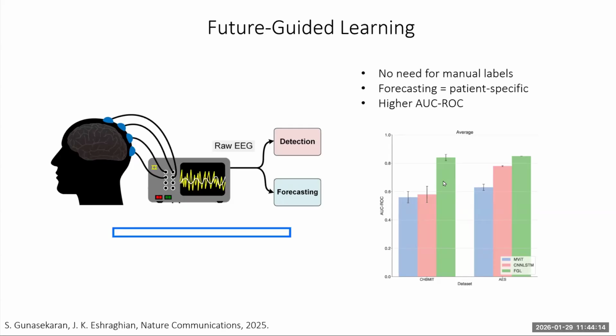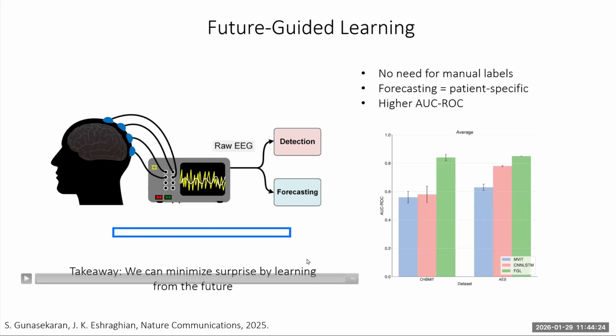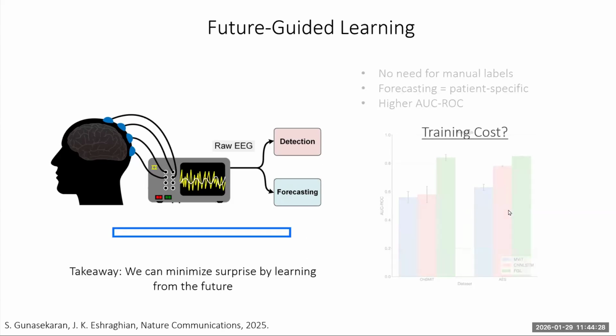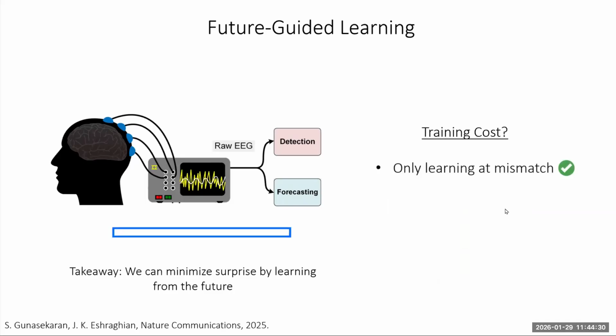But it's worth mentioning that this future-guided learning can be wrapped around whatever model you want. So it's not like these things are orthogonal to one another whatsoever, right? The takeaway here is that you can minimize surprise by learning from the future. I think that's kind of cool. How's the training cost? You're only learning at mismatch. That's good. That can be relaxed, right? You could have a perfectly matching seizure, but the logits might be slightly different, and you could keep training if you really wanted to.